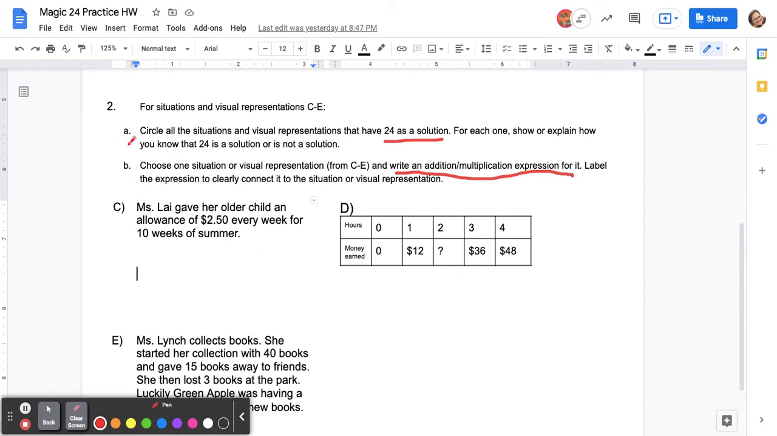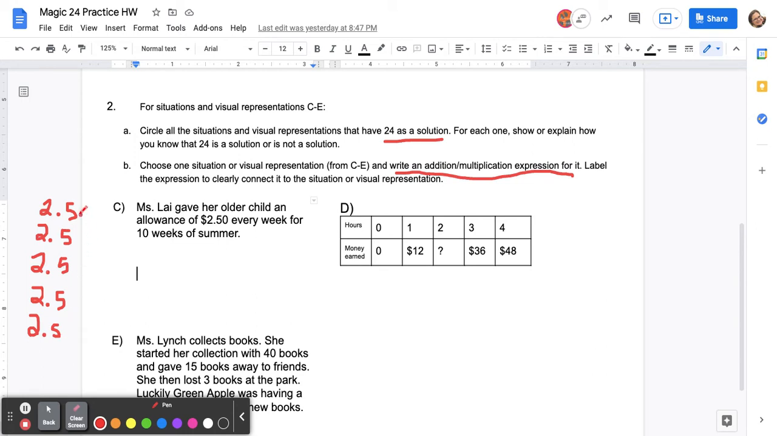All right, so let's do the first part first. Decide which ones have a solution of 24. So Ms. Lay gave her older child an allowance of $2.50 every week for the 10 weeks of summer. So there's a few different ways we can solve that. I'm going to write it out as $2.50, $2.50, $2.50, $2.50, $2.50. So that would be 5 weeks. 1, 2, 3, 4, 5 weeks.